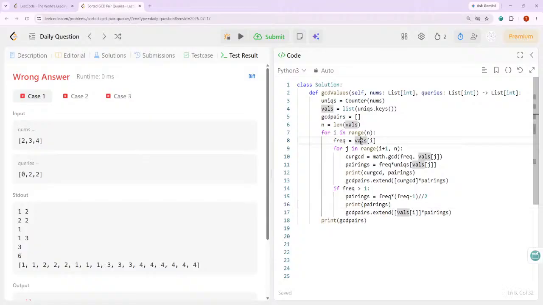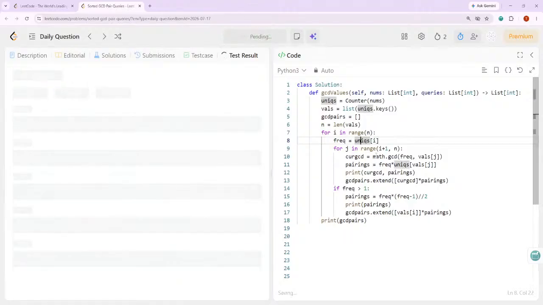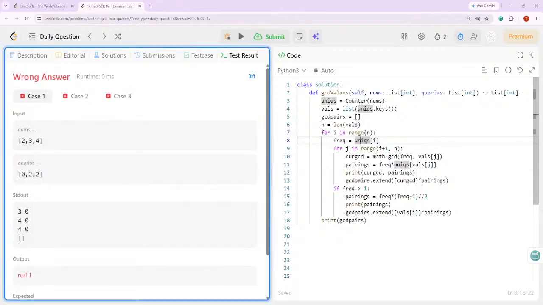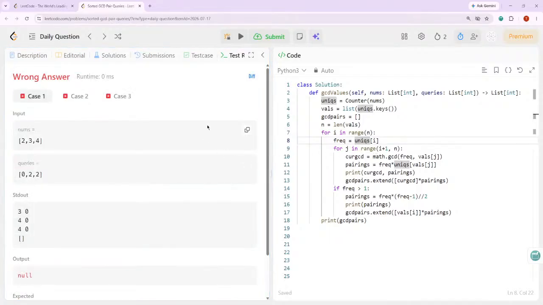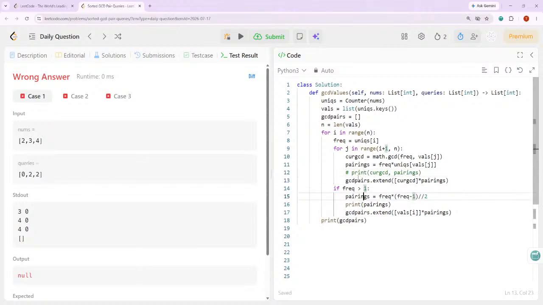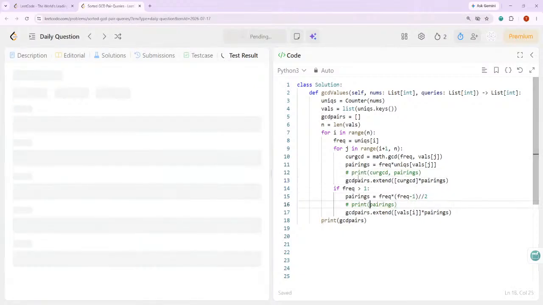Oh, I'm an idiot. The frequency table is uniques. It's using the counter, not the... So stupid. Okay, I think that looks... what's going on now? Why is it not having any GCD pairs?